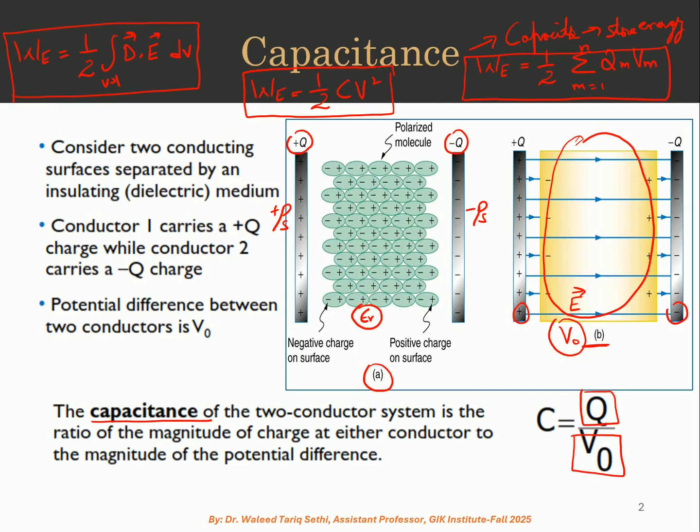So this is how we define a capacitance, and its unit is normally in farads. So capacitance is the ratio of the magnitude of the charges at either plate to the magnitude of the potential difference between the plates.